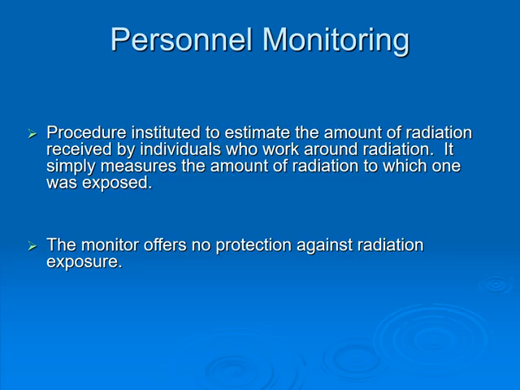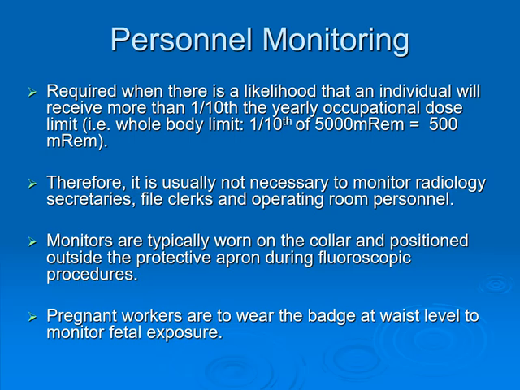Personal monitoring is used to estimate the amount of radiation received by individuals who work around radiation. It simply measures the amount of radiation to which one was exposed. The monitor offers no protection against radiation exposure. Personal monitoring is required when there is a likelihood that an individual will receive more than 1/10 of the yearly occupational dose limit, which is 500 millirem to the whole body. Therefore, it is usually not necessary to monitor radiology secretaries, file clerks, and operating room personnel.